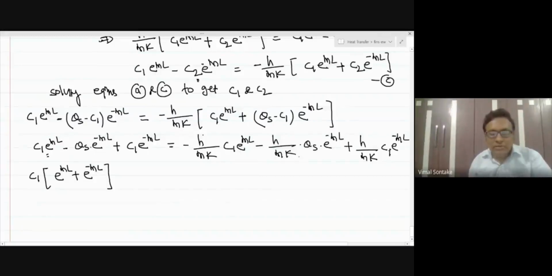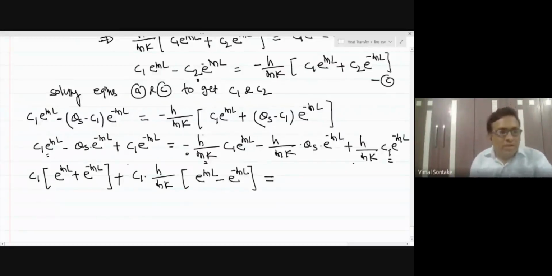let me take h over mk. Yes, I take this term and this term with C1. So C1 is h over mk and C1 is common here. And after taking on the right hand side, this minus will become plus, this plus will become minus. So plus C1 is also constant, h over mk is also constant. So this will become e to power ml minus e to power minus ml. Let us say this is the left hand side.